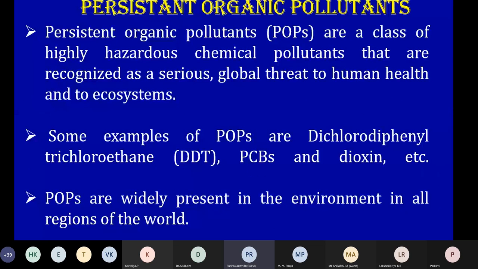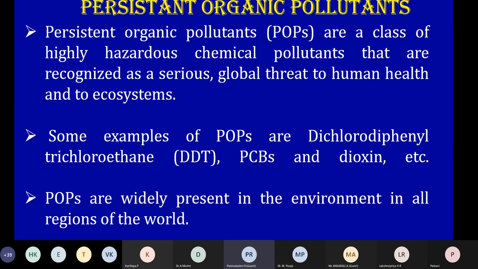So next, this is an important work, we are going to detect organic pollutants in water. Water consists of many pollutants, such as dyes, which are organic compounds, and that organic pollutant we are going to degrade. This is very hazardous. It normally persists in water, so we call it a persistent organic pollutant, a class of highly hazardous chemical pollutants that are recognized as a serious global threat to human health and to the ecosystem.